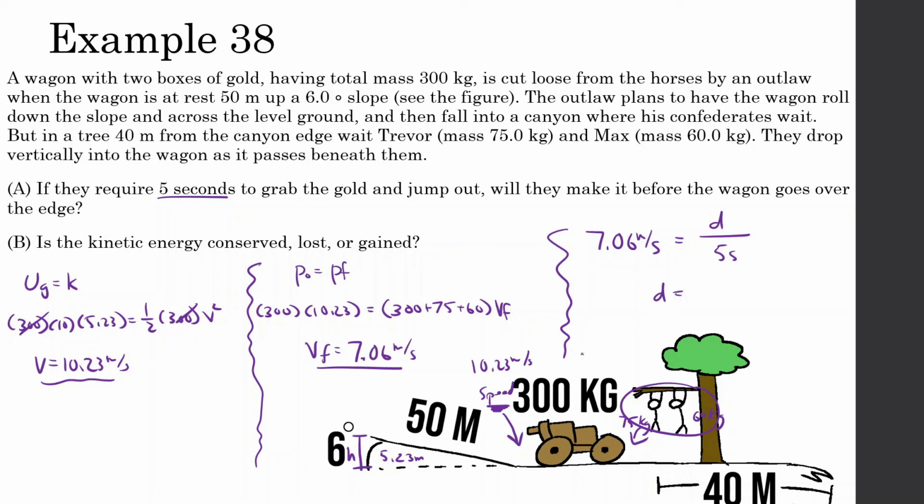So I'm just doing 7.06 times 5. And we see that after 35 meters, they're able to get rid of the gold, and everyone and everything is safe. Okay?